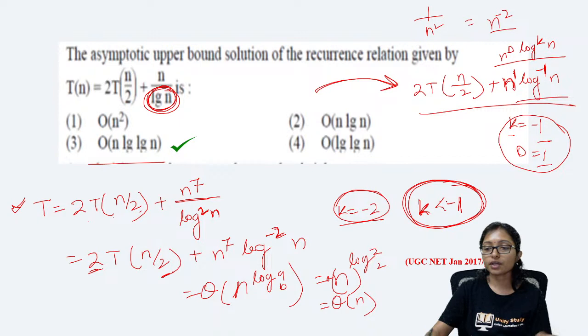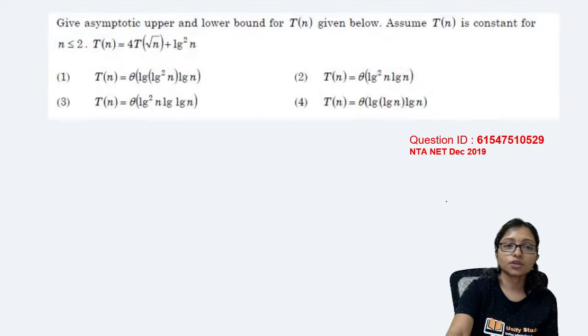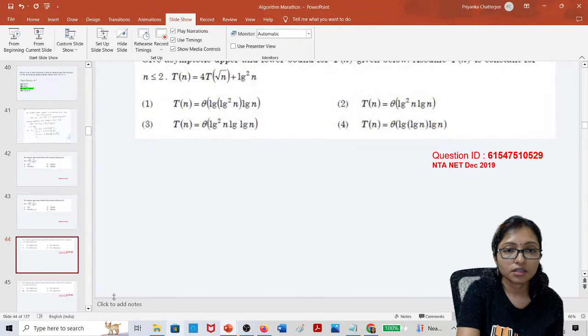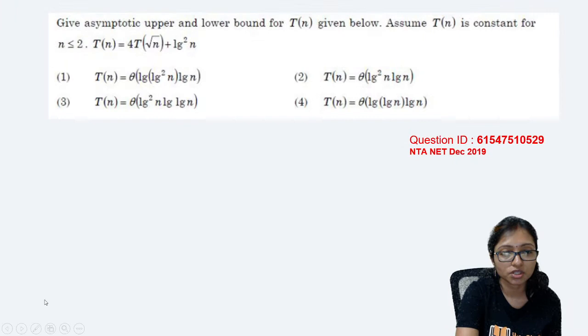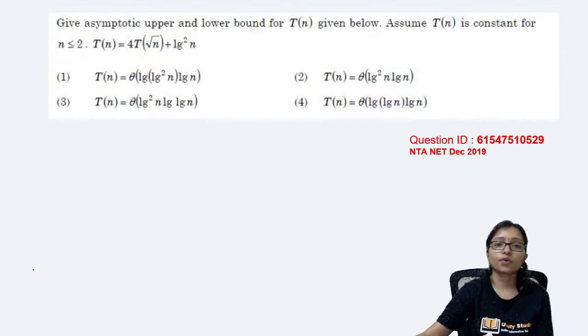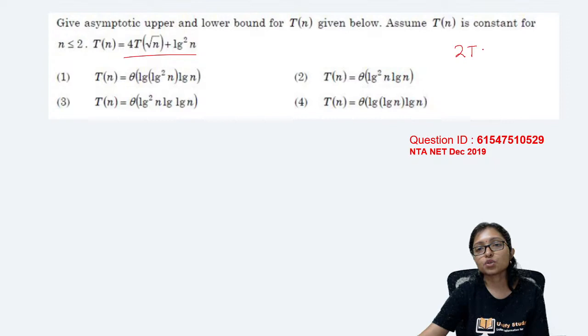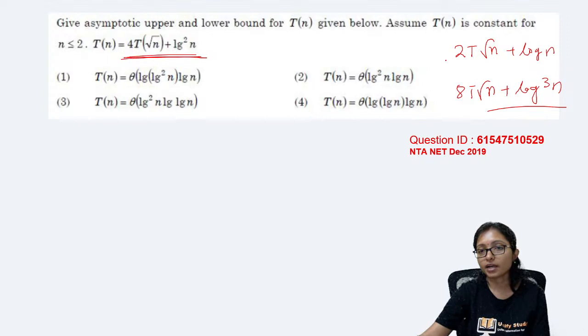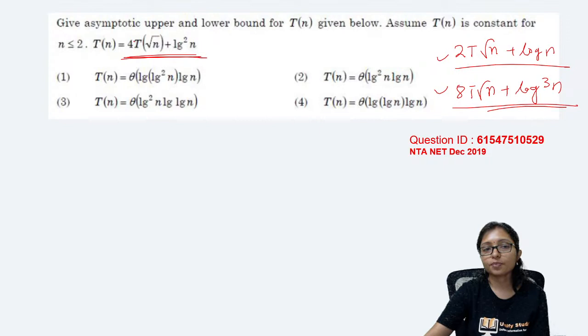So after the master theorem, now we are going to do the next type of question. This is also one type of question, and I am showing you how to solve it. You can see 4T root n. Sometimes they ask 2T root n plus log n, or they can ask 8T root n plus log cube n. This is a common format. Either they ask like this way or like this way. Two times this format is repeated.